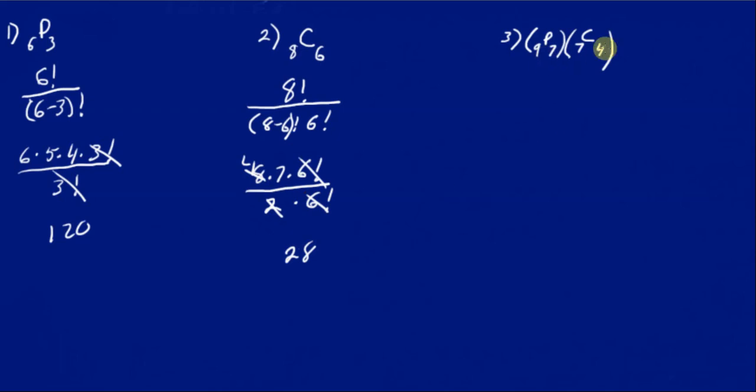Now we're just going to take a permutation and multiply it by a combination. So permutation of 9 things taken 7 at a time is 9 factorial all over 9 minus 7 factorial. And we're going to multiply that times combination of 7 things taken 4 at a time, so 7 factorial all over 7 minus 4 factorial times 4 factorial. All right, so that's only going to be 2 factorial.